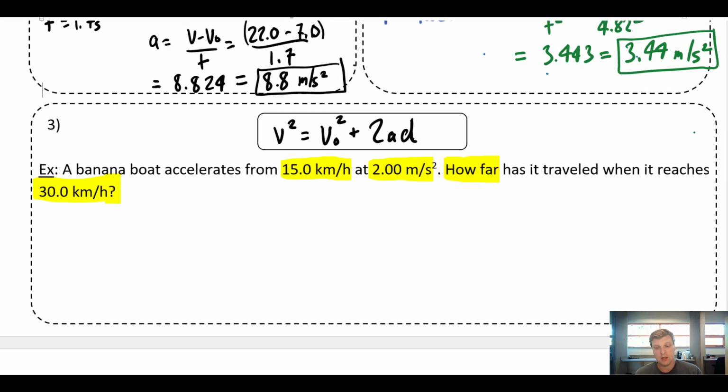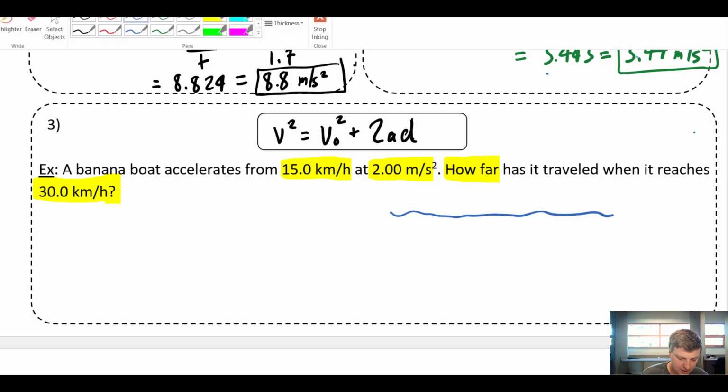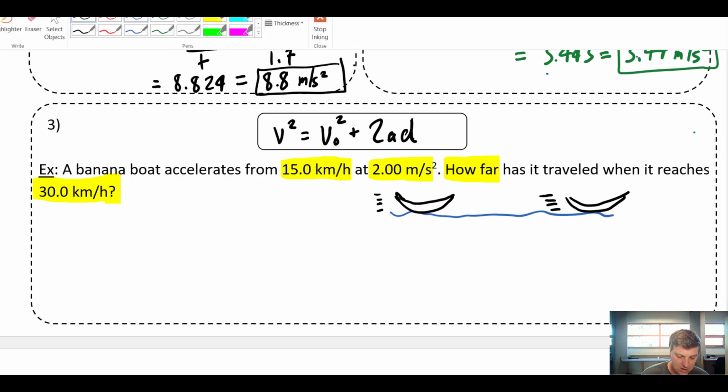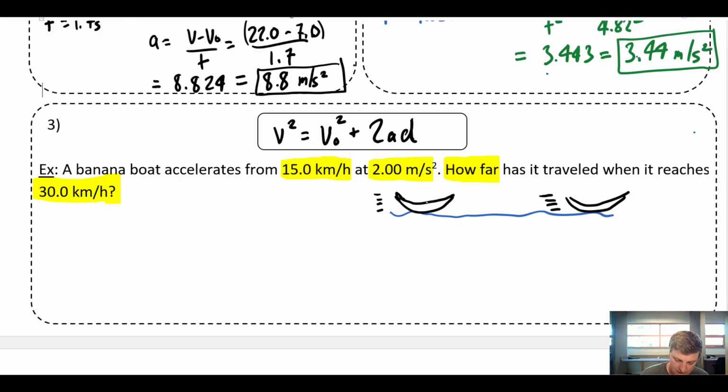Okay, so first step, draw a picture. I've got a banana boat accelerating. So I'm going to assume that a banana boat looks like a banana. Don't actually know. And then it starts at a certain speed, and then it speeds up. So it's going faster. Now, what do we know? Here it's cruising along at 15 kilometers per hour. And then later on it's cruising along at 30 kilometers per hour.